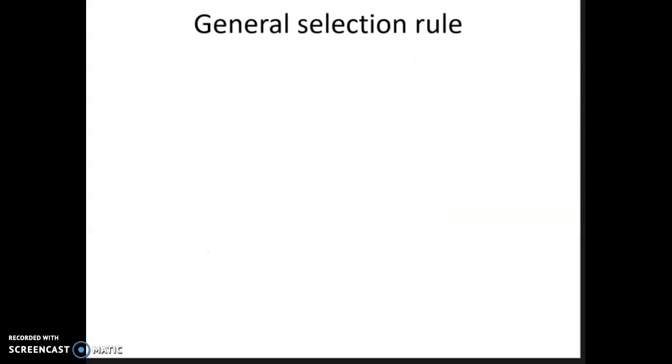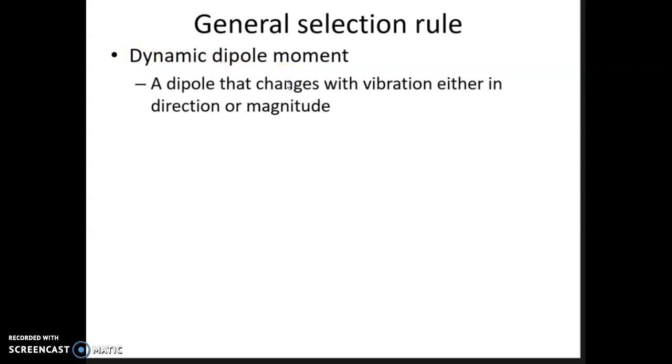The general selection rule for a molecule to be observed in vibrational spectroscopy is that the molecule must have a dynamic dipole moment. A dynamic dipole moment is a dipole that changes with vibration. So the dipole either changes in magnitude or in direction. You know, a dipole is a vector quantity that talks about the charge separation in the molecule.